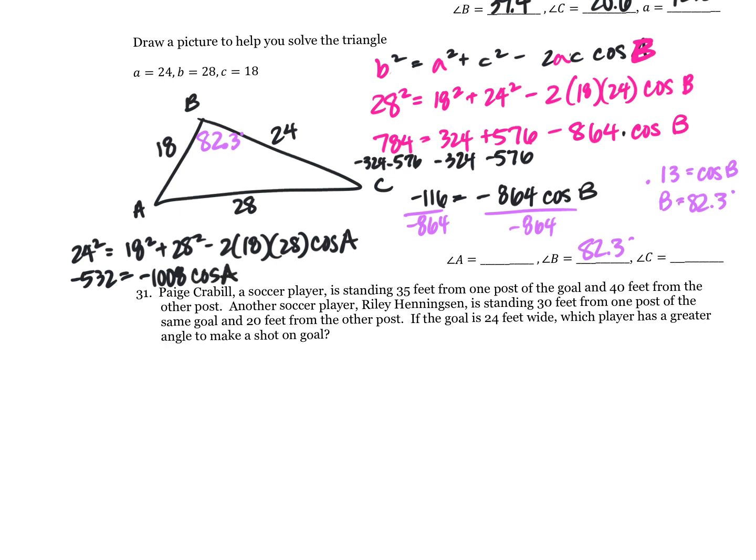And maybe you guys are done because you did law of sines. Negative 532 divided by negative 1008. Inverse cosine. 58.1, anyone? Yeah. Thanks, Harville.